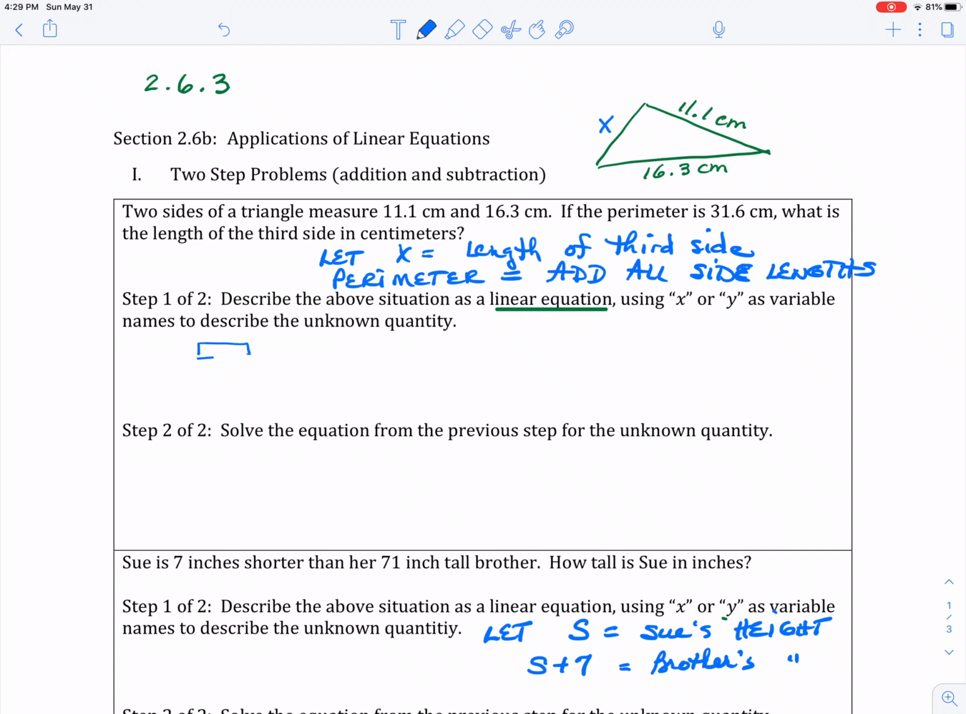So I like to do a little sketch. I've got these three side lengths. So there they are, 1, 2, 3, and the sum of those three sides is 31.6 centimeters. So let me look at my triangle up there. One of the sides measures x, one of the sides measures 11.1, the other side measures 16.3, and those things all total up to 31.6. So just as we talked before, here are two like terms that are sitting on the same side of the equation.